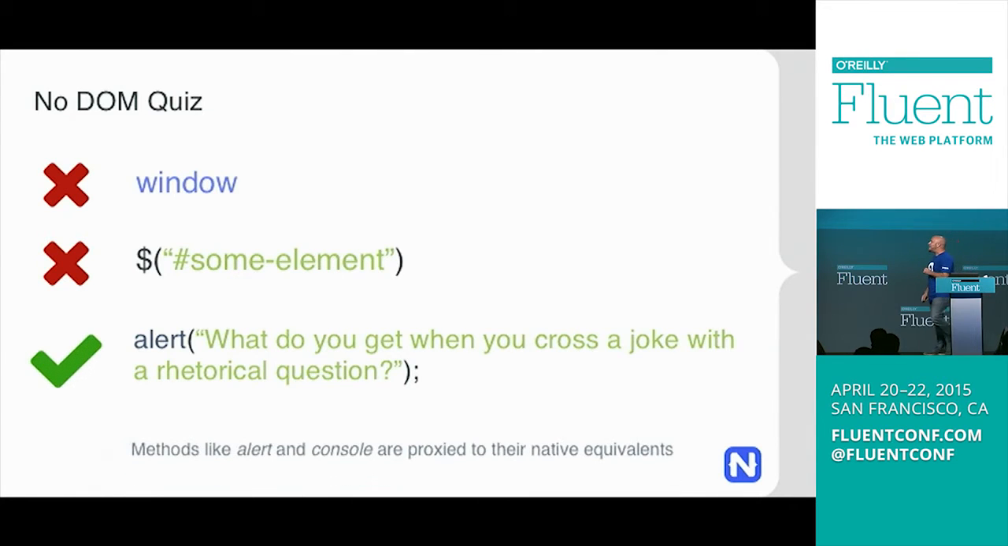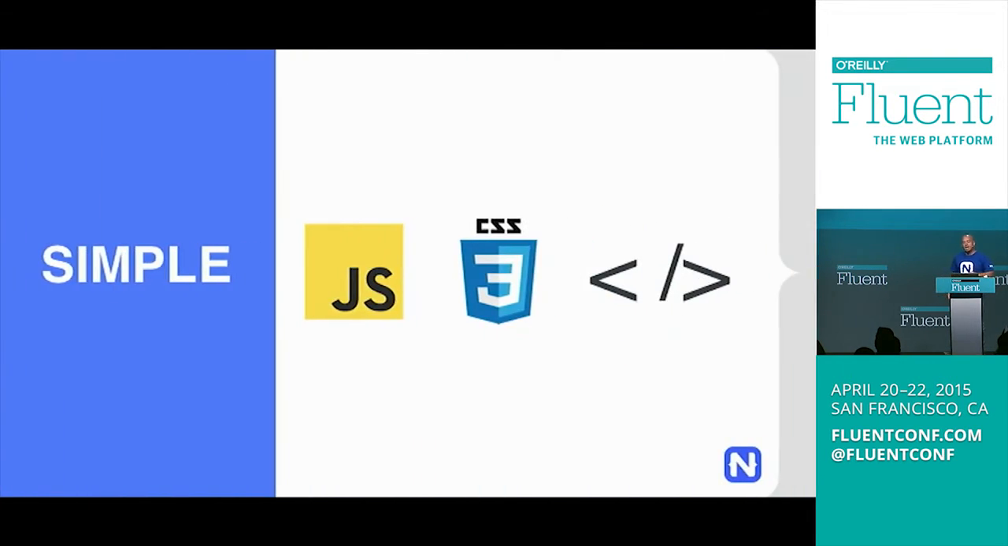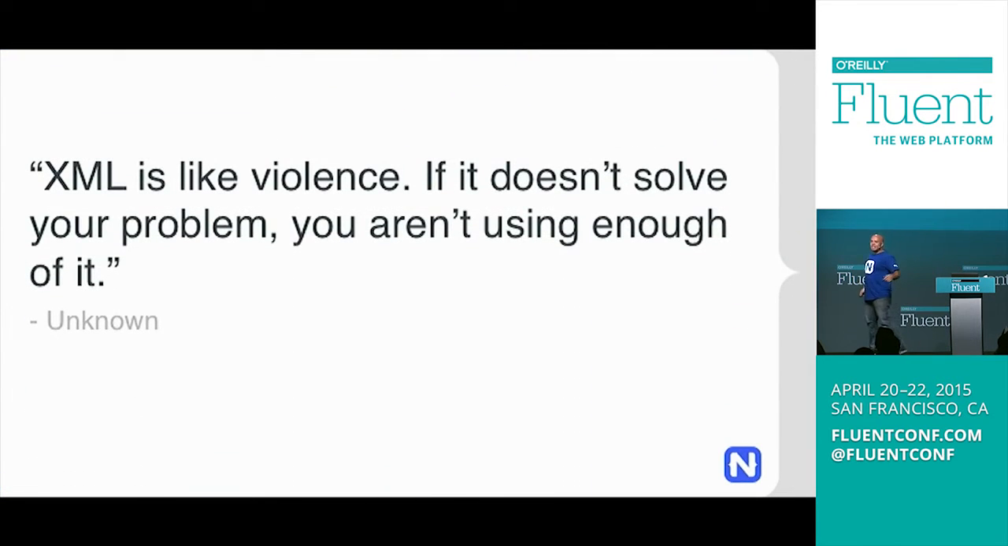Because we proxy the alert and console to their native counterparts. So if you alert, you get a native dialog. If you console, it shells out to the actual output of the program. So I think everybody understands now that there is no DOM. So if there's no DOM, what is there? We're using JavaScript, CSS, and markup. And if it's not HTML and it's markup, what is it? Anybody? It's XML? It is XML.